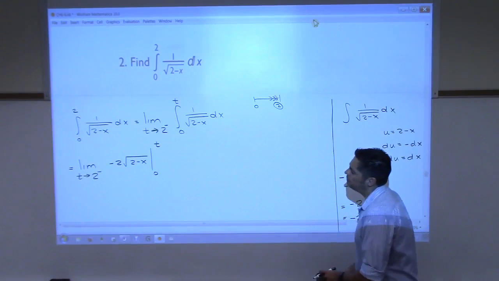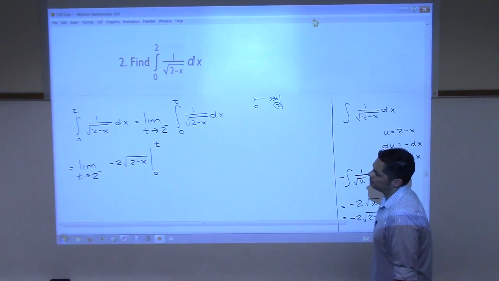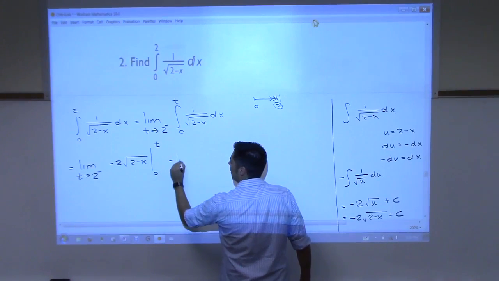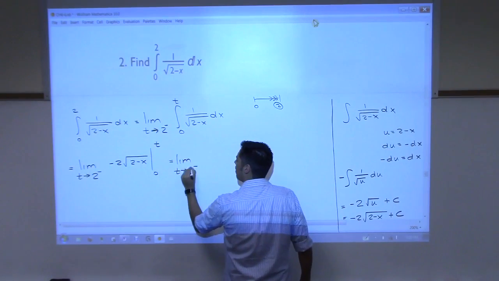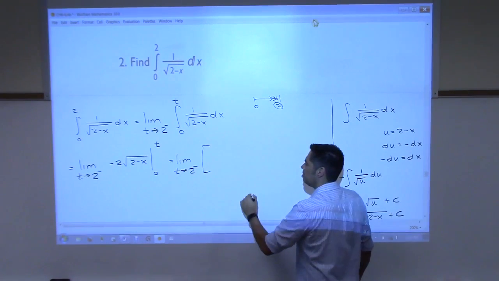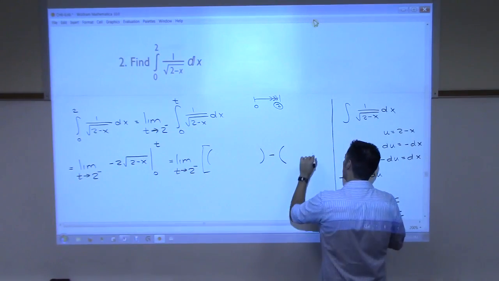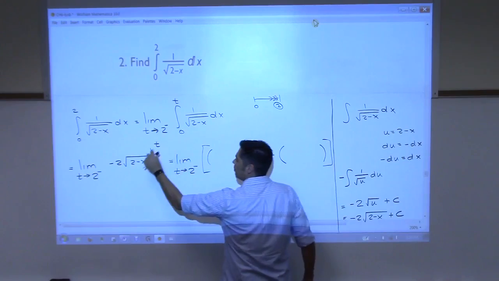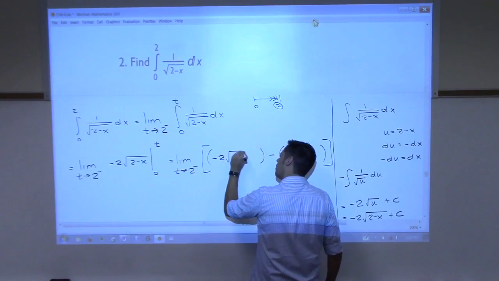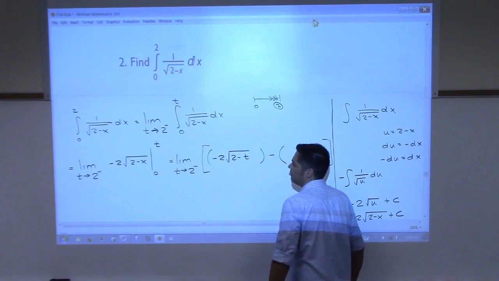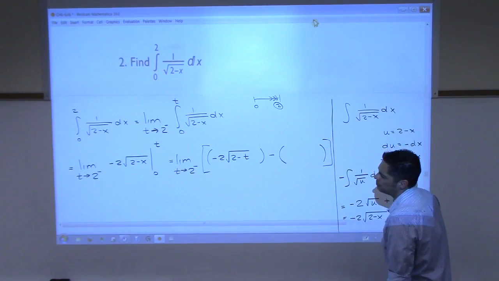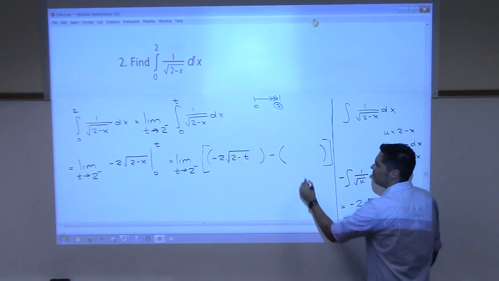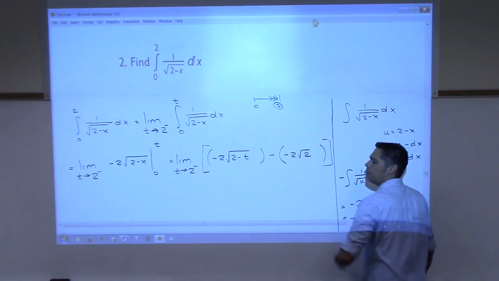All right. Now what? Evaluate it, right? Write the limit again. T goes to 2 from the left, bracket, parenthesis, parenthesis, right? Give myself a little more room this time. Plug in which one first? T first, right? T goes first. So negative 2 square root 2 minus t. And then how about 0? Just plug 0 in for x, you just get negative 2 root 2, right? Negative 2 root 2.